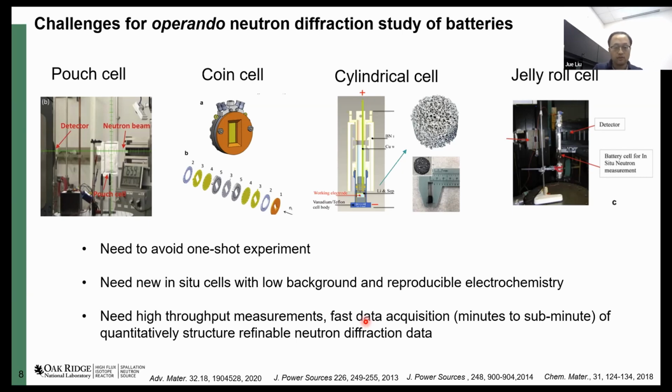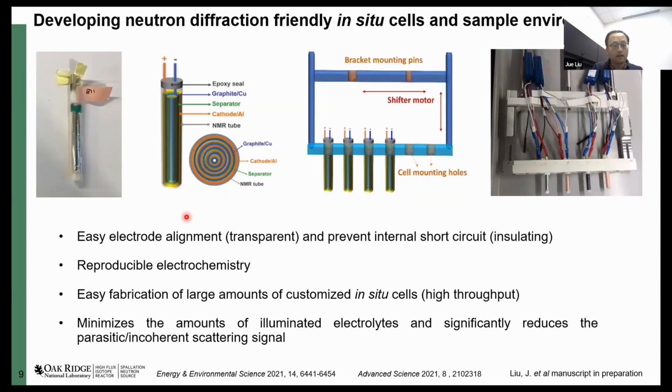So if we just do this one-shot experiment, right? This is not a very effective way of using the neutron beam time. So we really need to achieve high throughput measurements of multiple cells, sequentially or simultaneously. This inspired us to put efforts in this project on the high throughput operando neutron diffraction capability to study lithium or sodium ion batteries.